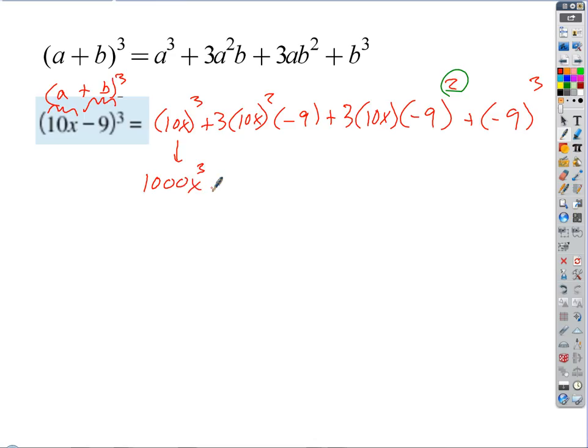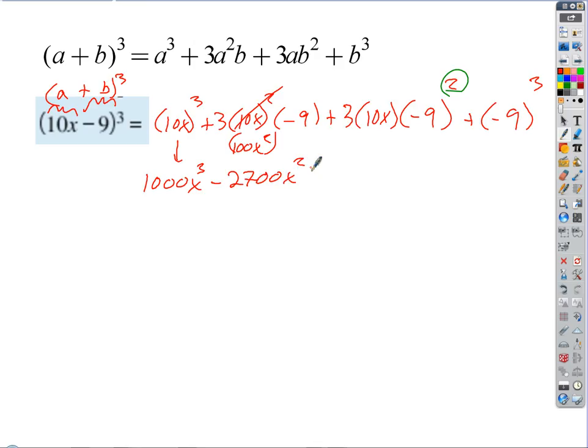And then what do we get here? So we get 3 times negative 9 is negative 27. And what's this going to be? If I distribute the 2, that term is going to be 100 x squared. So negative 27 times 100 is what? 2700, right? 27 followed by 2 zeros. So that whole thing is going to be negative, right? Because I've got that negative. It's negative 2700 x squared, right?